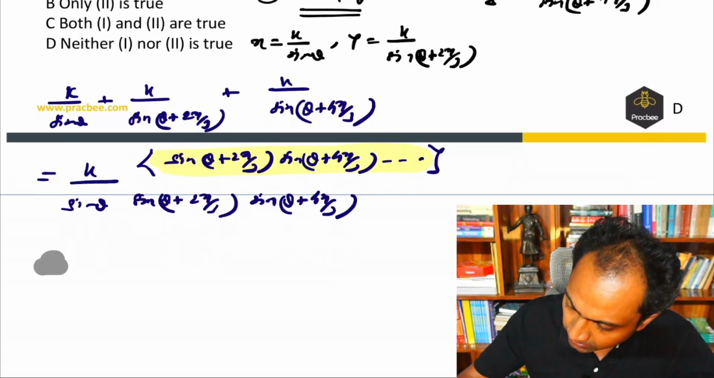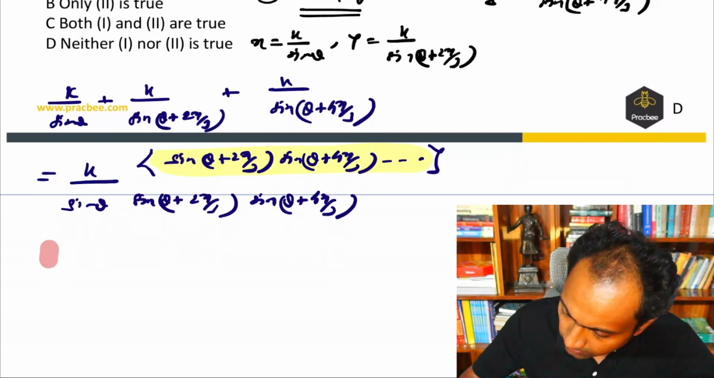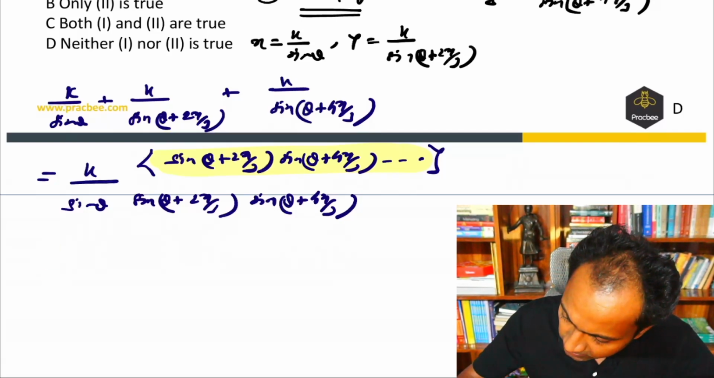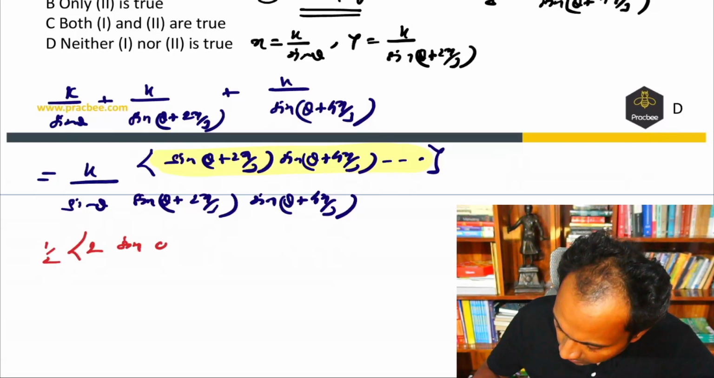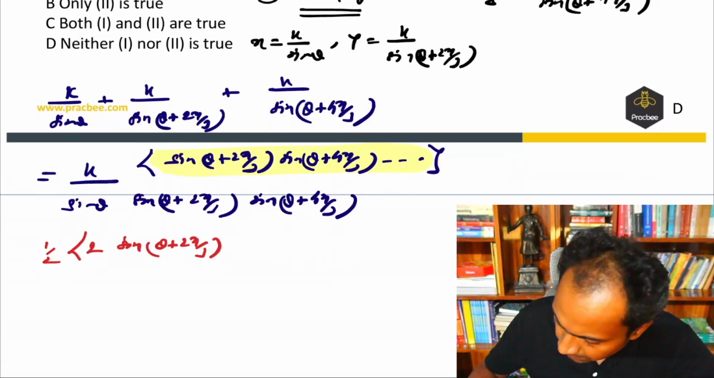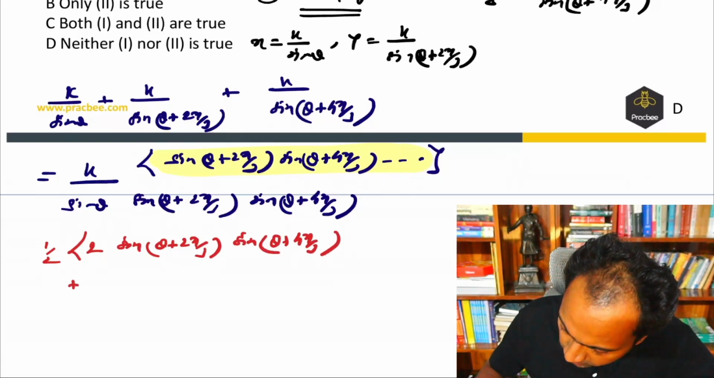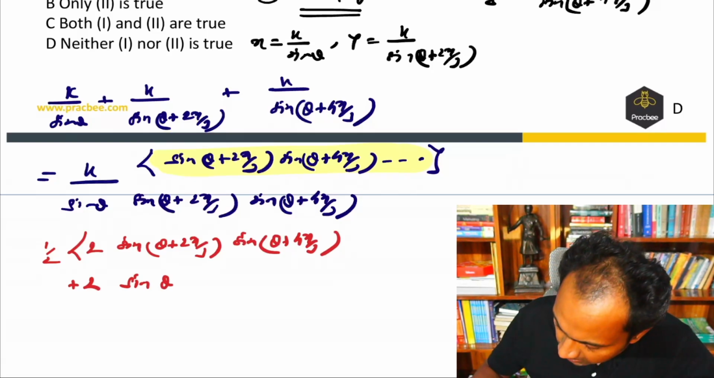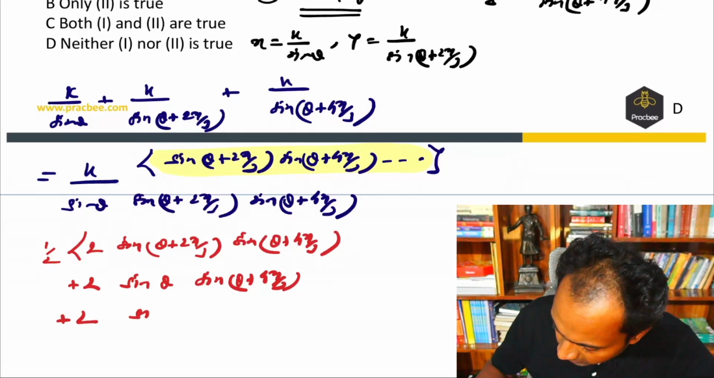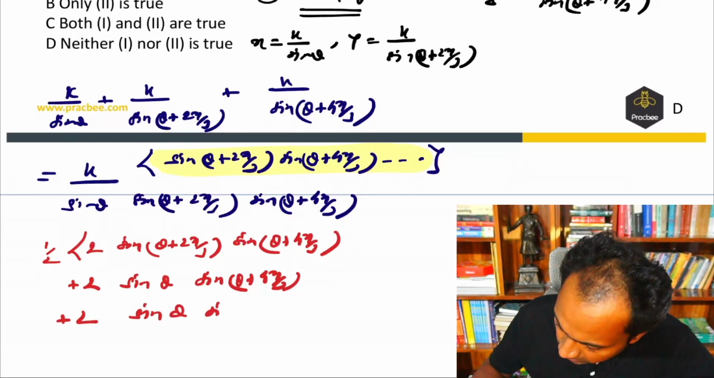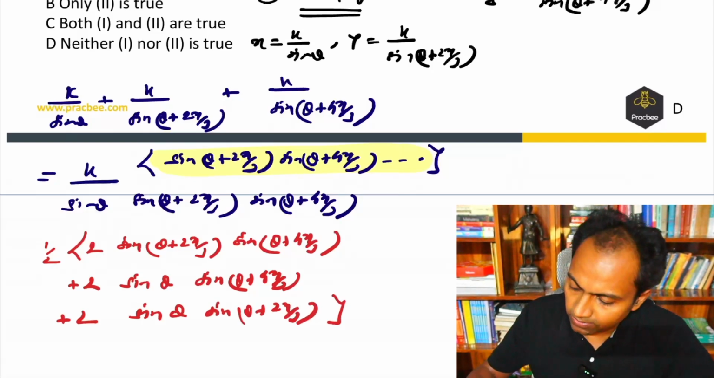So I have written it separately as nothing but multiplied and divided the same thing by 2. So 1 by 2 times, this will become 2 sine theta plus 2 pi by 3 into sine theta plus 4 pi by 3. Next would become nothing but 2 sine theta into sine theta plus 4 pi by 3. Next will become 2 times sine theta into sine theta plus 2 pi by 3. So once you do it in this manner, what are you going to observe?